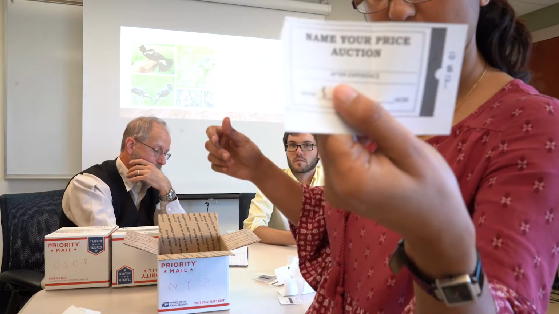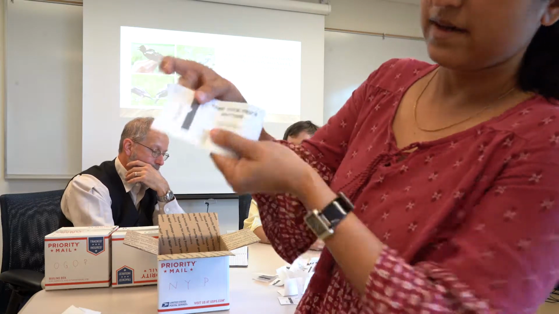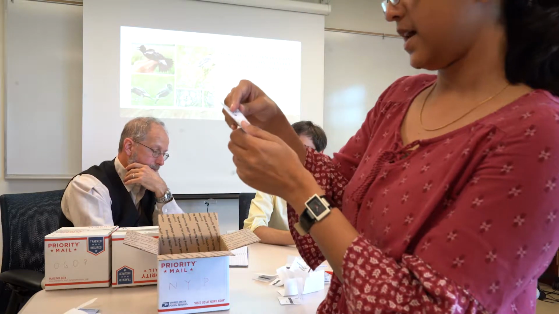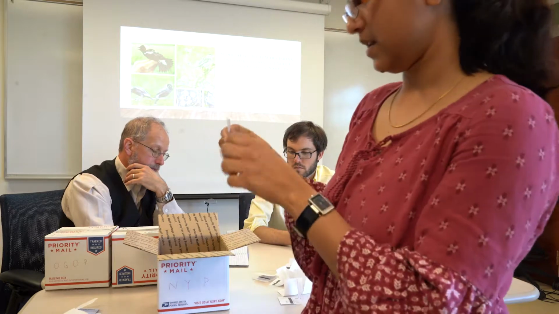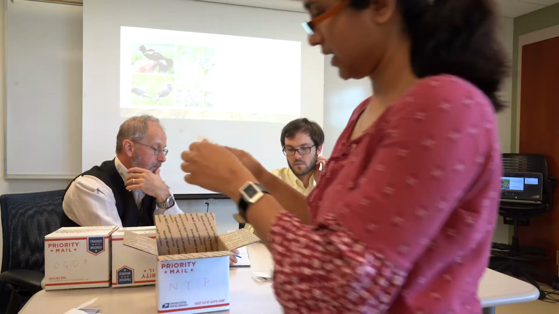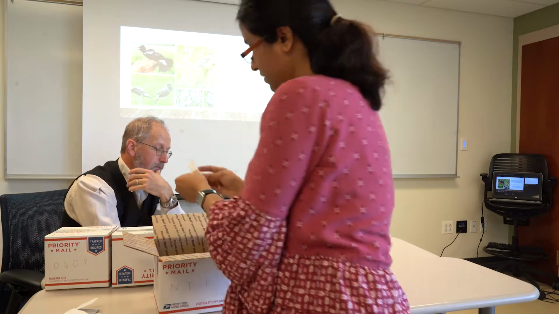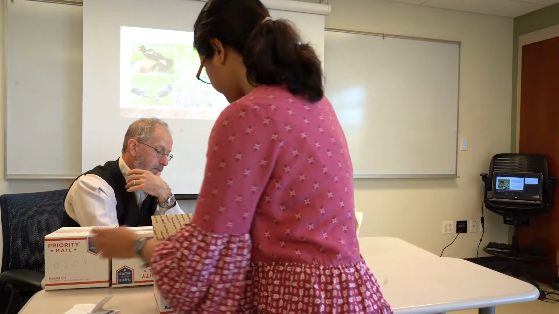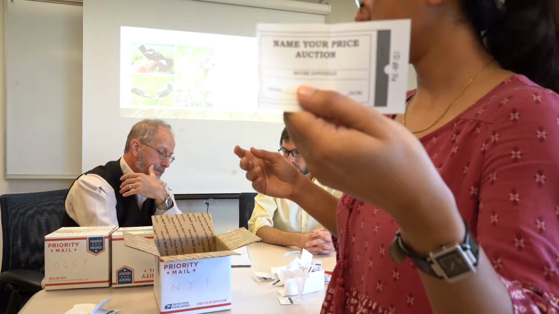ID 12, after experience. Okay. ID 14, after experience. That's a duplicate. ID 13, after experience. ID 19, after experience. ID 1, before experience. All right. ID 13, before experience. That's a duplicate. All right. The last one, ID 14, is before experience.